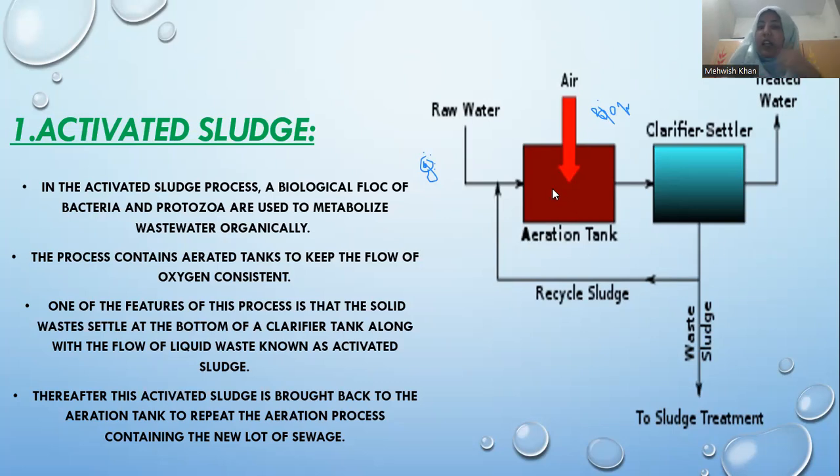The next step is that the water will be transferred to a clarifier settler. The water that has become clean will move out of the container, and the rest, the sludge that has settled at the bottom, will go for sludge treatment properly, and half will go to the recycle sludge to again continue the process of recycling.